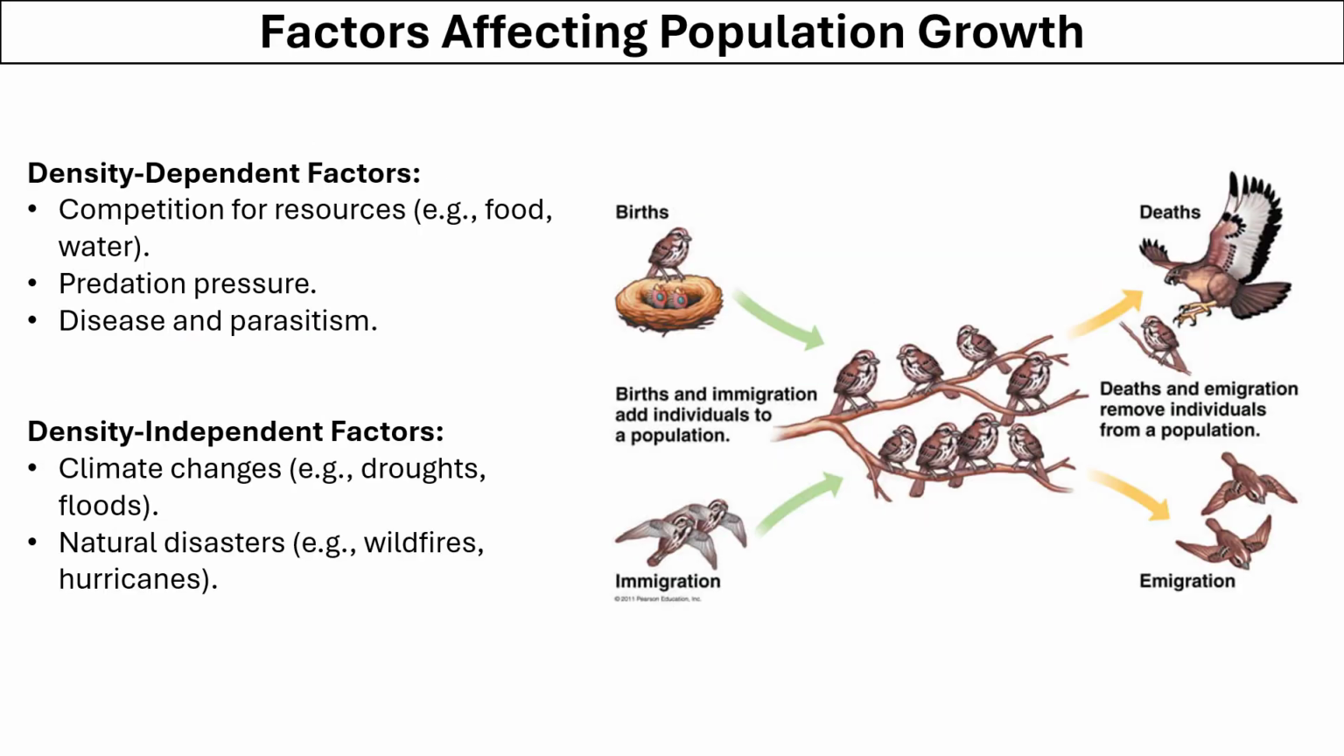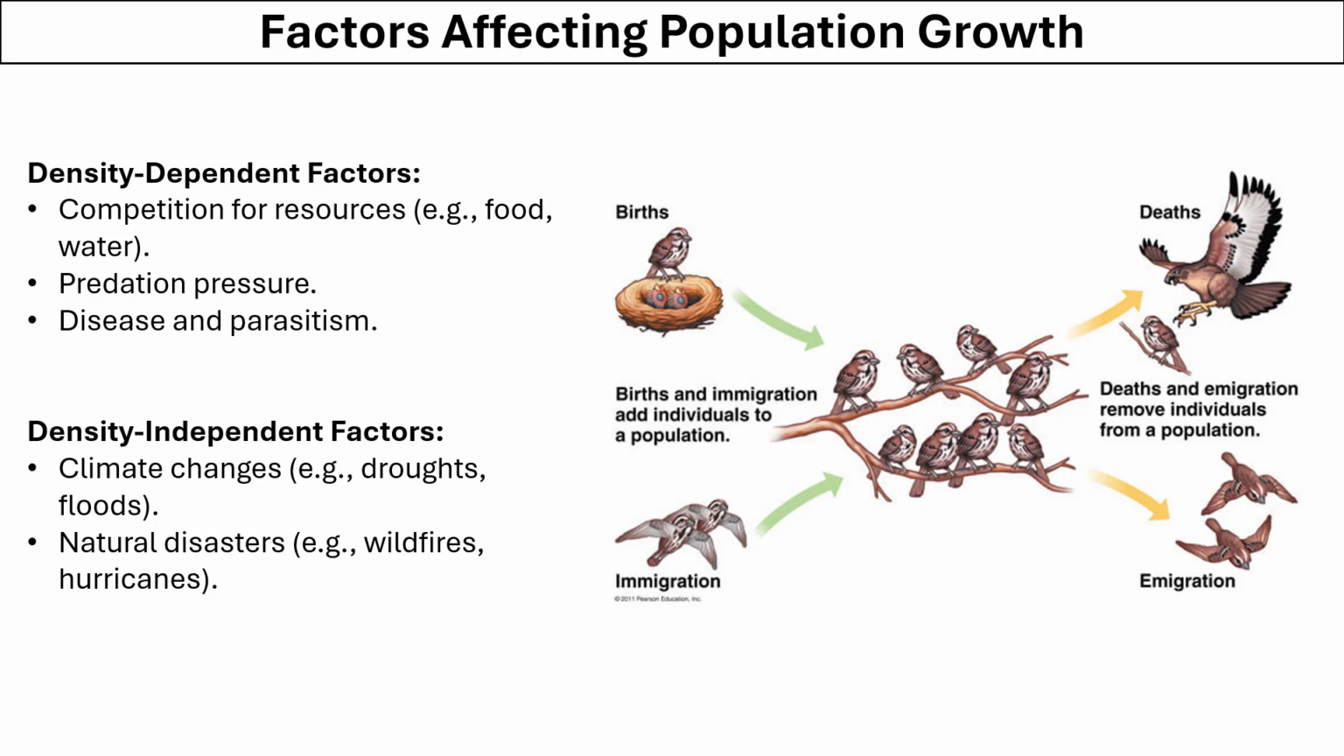There are several factors that affect population growth. First are density dependent factors, which is competition for resources. If there are more individuals in a particular area, they will compete for resources, and that will limit their population growth. Presence of predators, diseases or parasites will also lead to a slower growth rate.